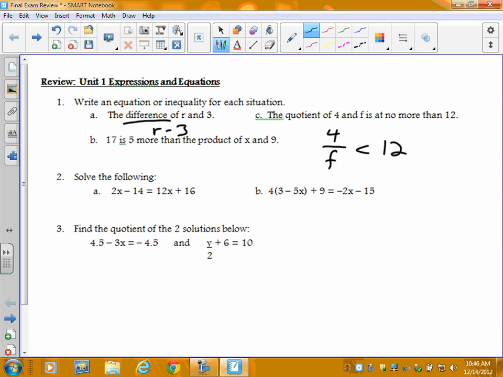No more than 12. Because you can get 12 or you can get less than 12. No more than 12. Could be 12. It can't be more than 12.